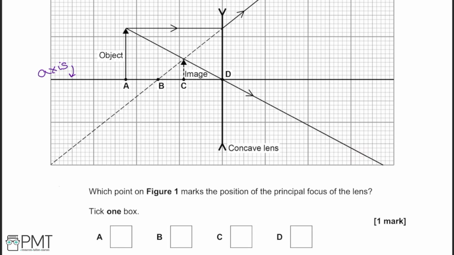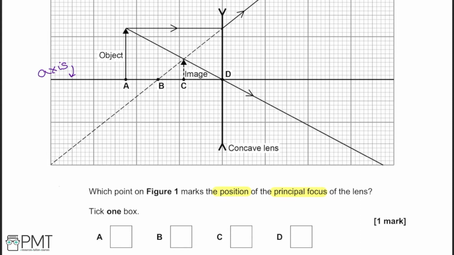So now I'm going to go on to read the first part of the question. Which point on figure 1 marks the position of the principal focus of the lens? So we're looking to find the principal focus of the lens. The principal focus of a concave or diverging lens is defined as the point on the axis, which is this line here, which we've already labelled up. The point on the axis where the rays hitting the lens parallel to the axis, so this ray here, which is parallel to the axis, appear to come from.